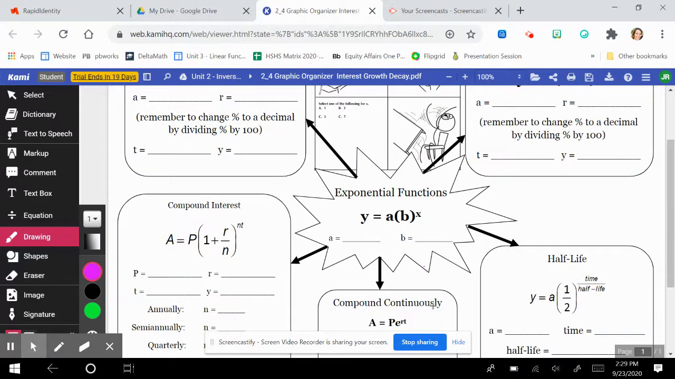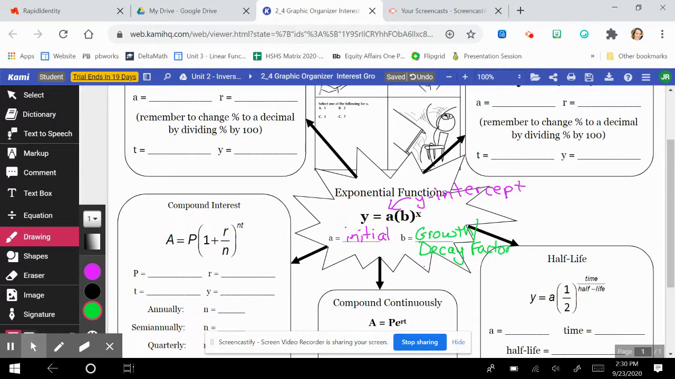So the first exponential function you saw was probably in Math 1, and it looked like this: y equals a, b to the x. So that a value is known as the initial. It is sort of the y-intercept, because remember that initial is when x is 0. So that's the y-intercept. B is the growth or decay factor.